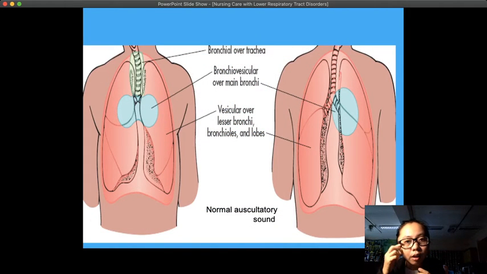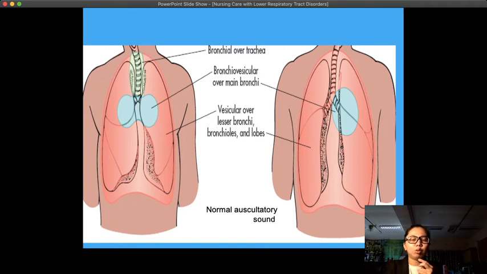So bronchial over trachea, and then bronchovesicular over main bronchi. So pag bronchial, walang bronchial below the bronchi. So yung bronchial sound, nandyan lang yan sa trachea. Bronchovesicular over main bronchi, these two, and then vesicular breath sound over lesser bronchi, bronchioles, and lobes.